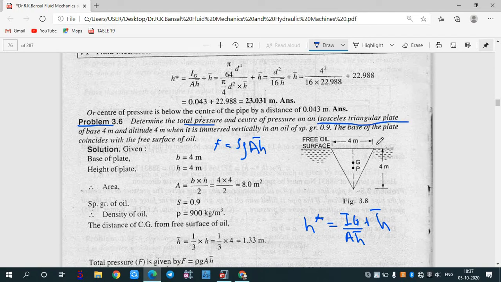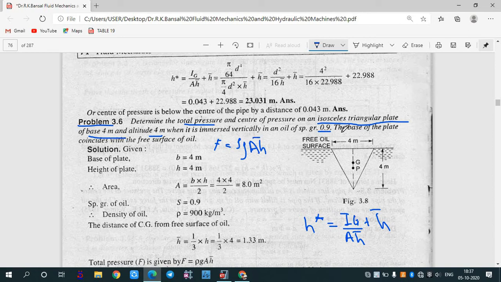So the shape of the body is a triangular shape with a base of 4 meters, and the altitude is 4 meters, so the height is 4 meters. It is immersed vertically in oil of specific gravity 0.9. So the liquid in which it has been immersed is an oil having a specific gravity of 0.9. The base of the plate coincides with the free surface.